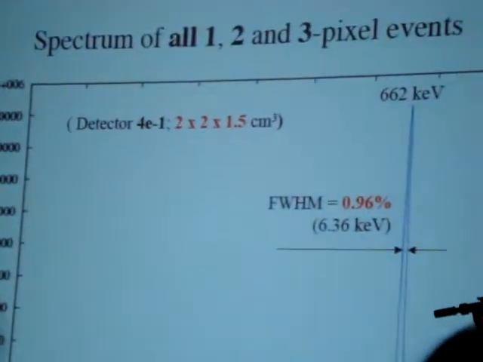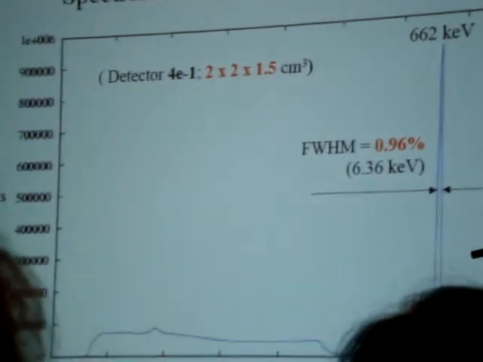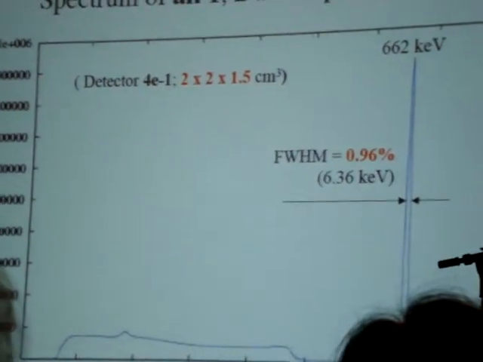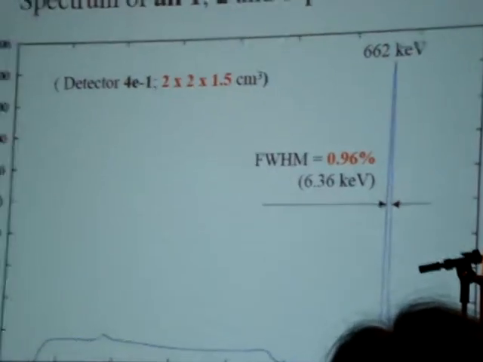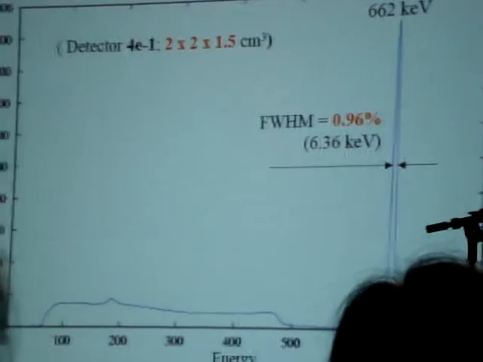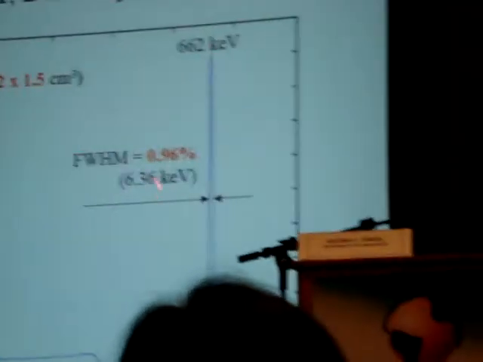Eventually, you need to deal with the fact that most gamma rays interact many times. And here is the added spectrum from all events, whether they interact 1, 2, 3, or more times, added together now. Unfortunately, in those cases, the electronic noise is now adding from each one of the separate interactions. So the energy resolution isn't quite as good anymore. It's deteriorated in this case now to 0.96%.